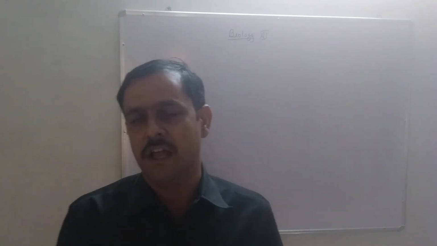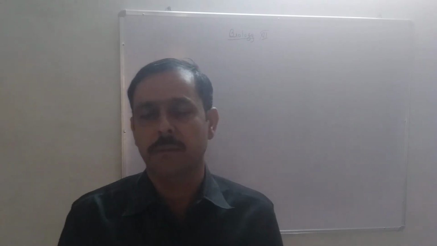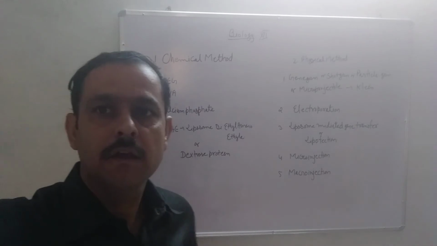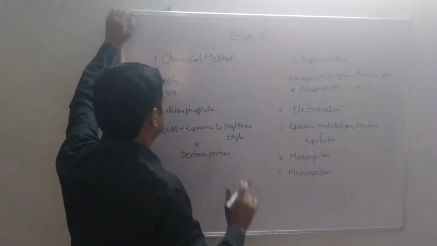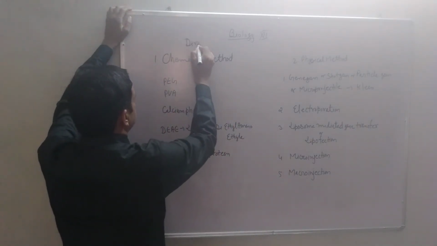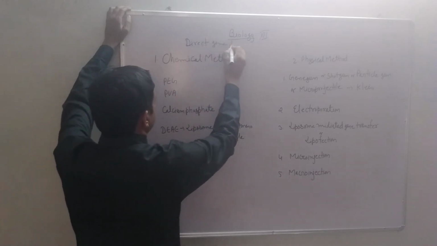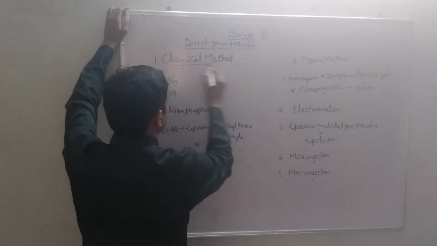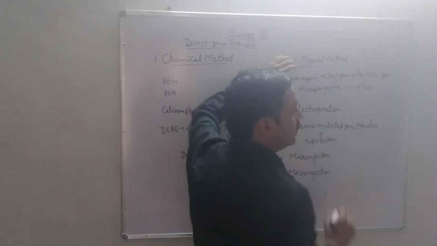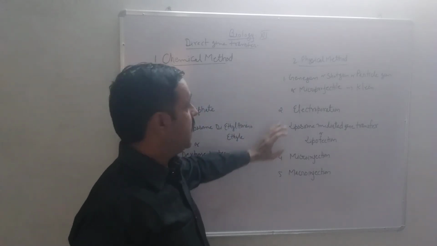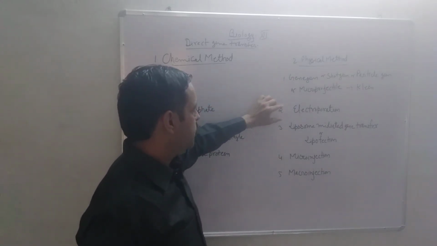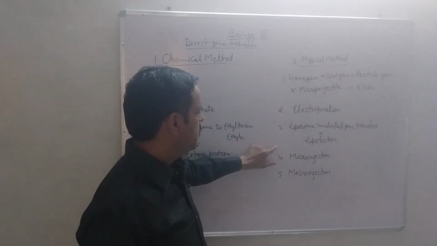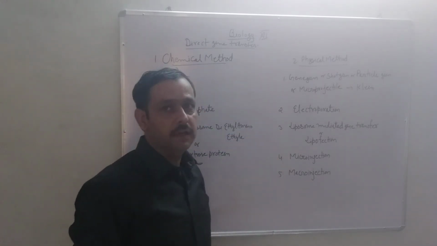Direct gene transfer has also two types. First, chemical transfer, and another physical transfer. Look at the board. So these are the two direct gene transfer methods. First, chemical, and second, physical. In physical there are 5 types. First, gene gun, second, electroporation, third, liposome mediated gene transfer or lipofection, fourth, microinjection, fifth, macroinjection.